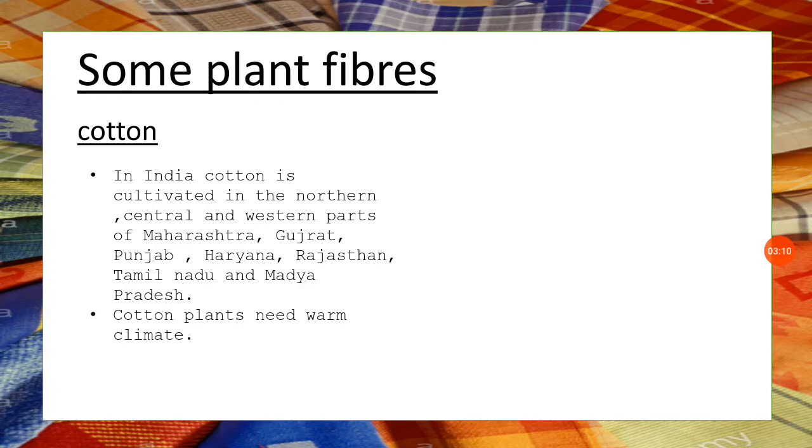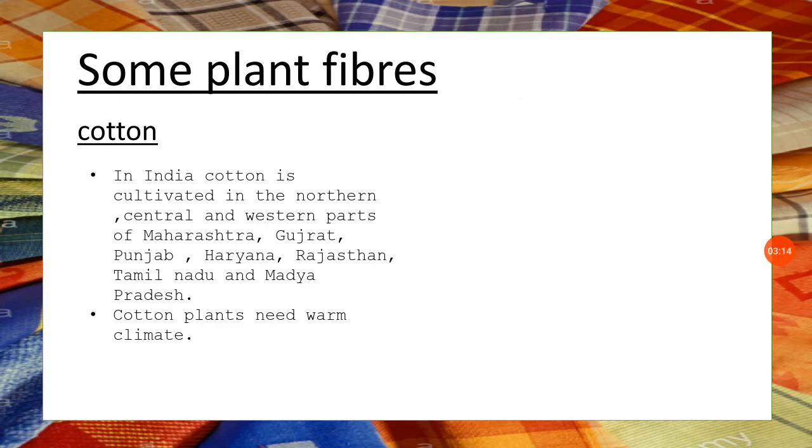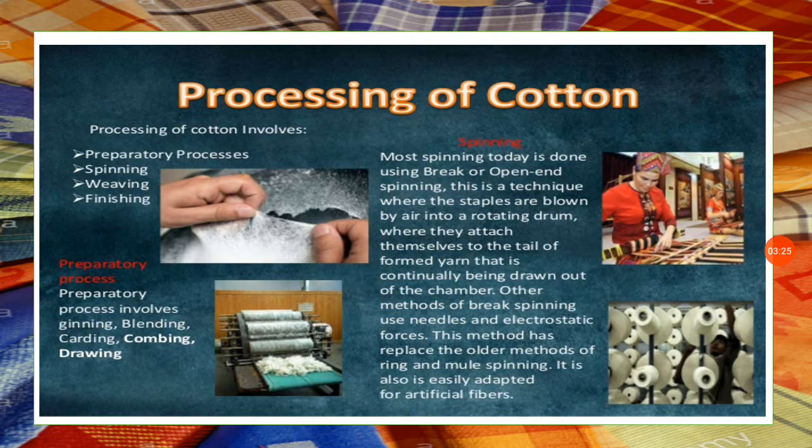Cotton plants need a warm climate. It is cultivated in black clay soil. You can see the soil. It requires black clay soil to grow.